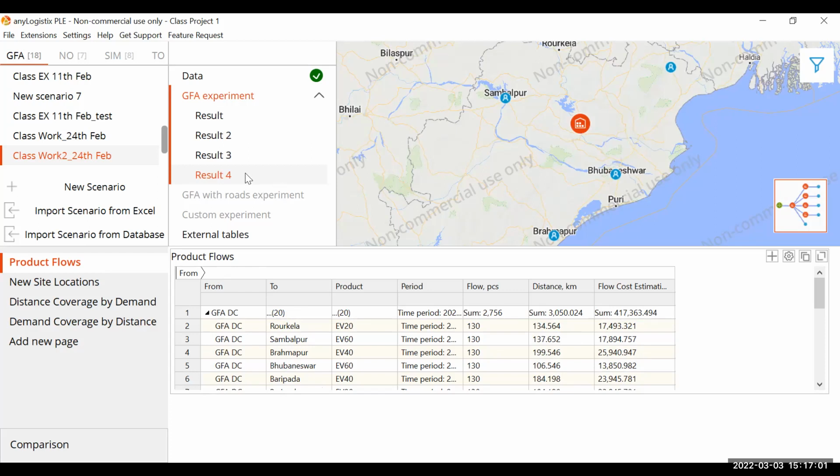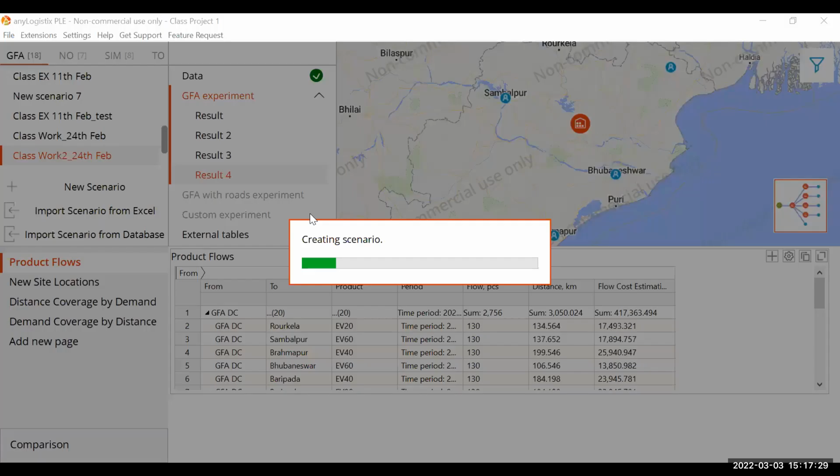right? So now what we'll do, we'll right click on that result. Remember the steps, right click on the result. If you see, I can convert that into a separate greenfield analysis scenario, a network optimization scenario, a simulation scenario, or a transport optimization scenario, right? So today we are starting with simulation. Later I can do network optimization, transport optimization. So just click here, convert to SIM scenario.